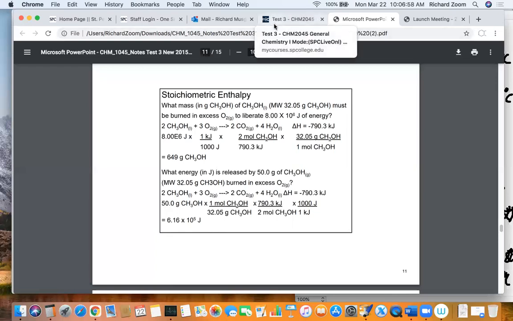How did you get the 790 kilojoules? It's given to you in the problem here. Do you see it's with the reaction? It always will be given to you with the reaction. Oh, I didn't even see it right there. Yeah, okay. So 2 moles of methanol, that's where the 2 moles comes in, and the 790.3 comes from here. Is that all right, Joseph? Yeah, that's good, thank you. Sorry, I didn't even see the 790 over there. Okay.